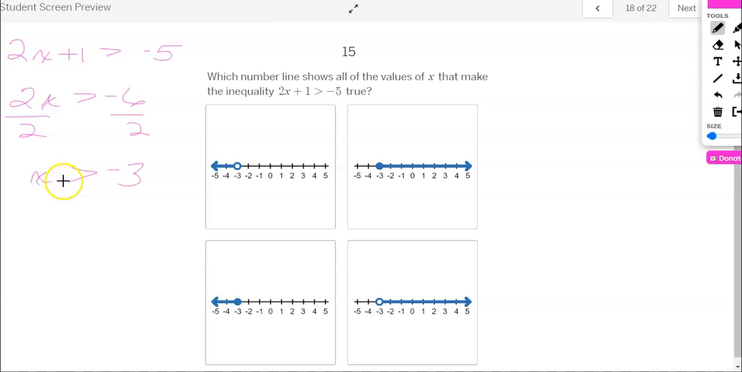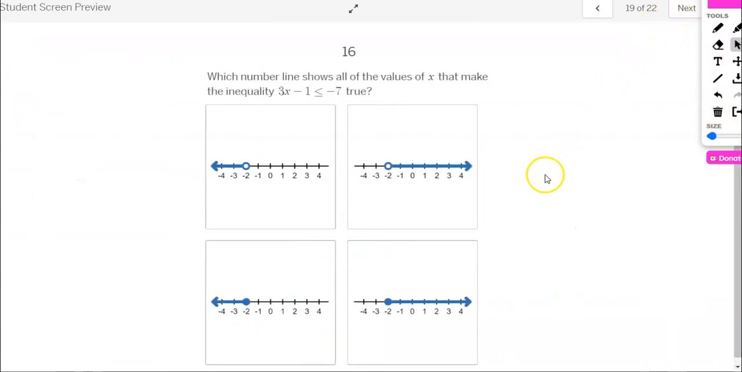So I need to look at one that has an open circle. It's not going to be colored in. And I need to look at one that is going to the right. So this is the only one right here that has an open circle and pointing to the right. So that would be our answer there. Okay, and then the next one, you're going to work by yourself.